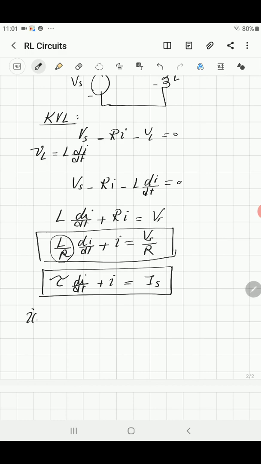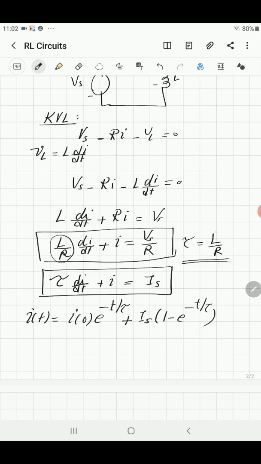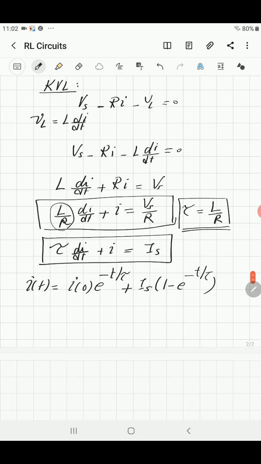The current I of t is equal to the initial condition I zero e to the minus t over tau, plus the constant Is times 1 minus e to the power minus t over tau. You have to know here that tau is equal to L over R. Just to remind you, the tau for the capacitor is R times C. So that would be the solution.